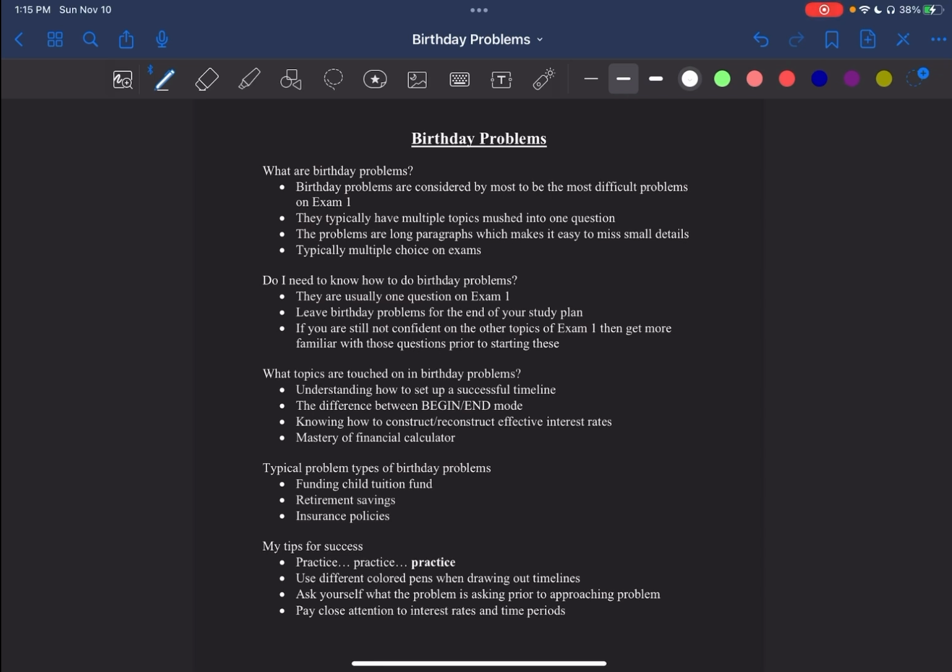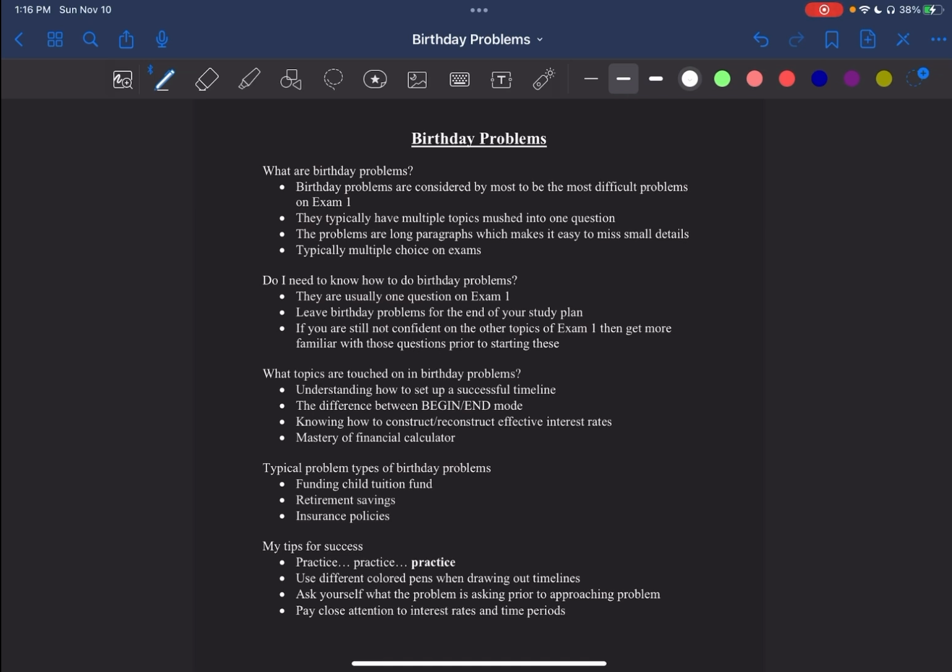I also recommend when you're doing the exam, you use different colored pens when drawing out the timelines. So get a red pen, get a blue pen, get a black pen. Personally, I like to use red when I'm doing cash out and green when I'm doing cash in. And it just helps keep it organized because you'll see with a lot of these birthday problems, the timelines can get extremely complicated and intricate. And if you're using one color, it might trip you up.